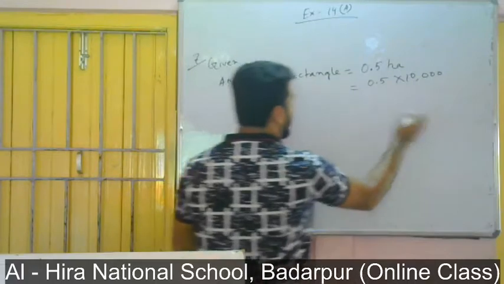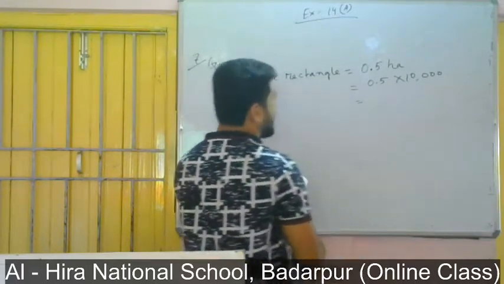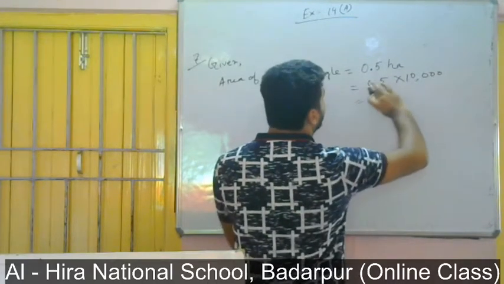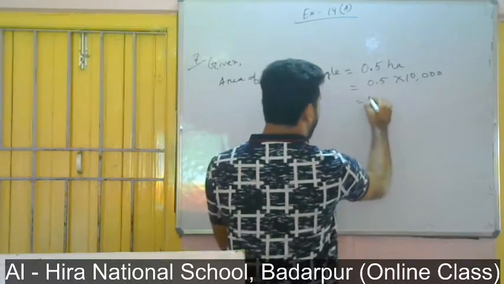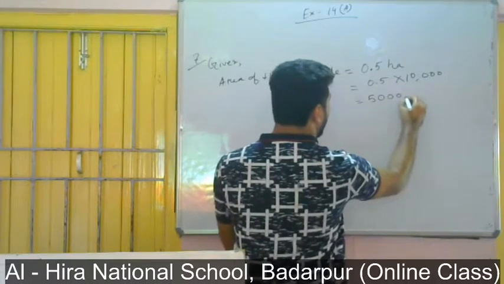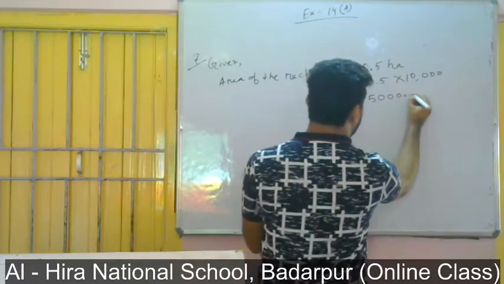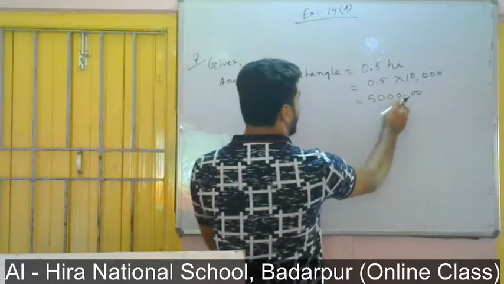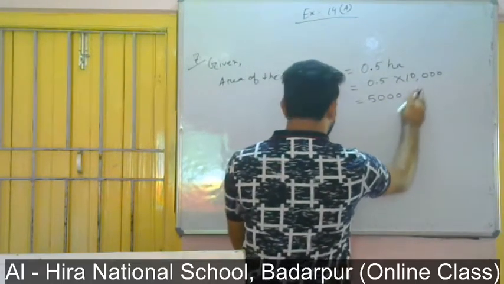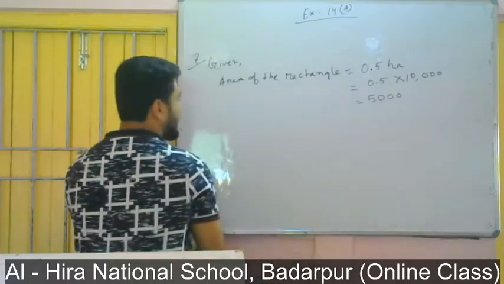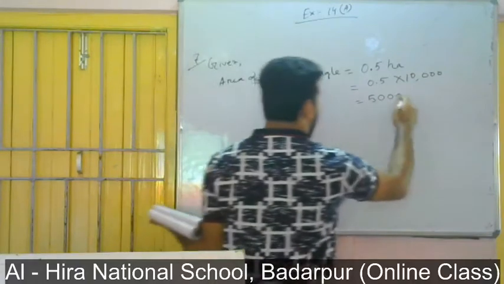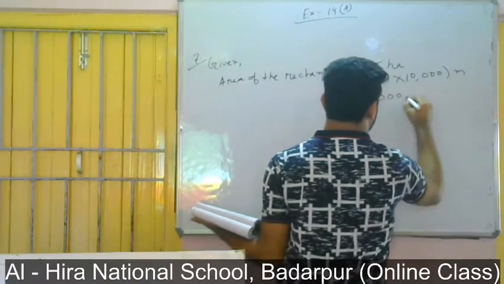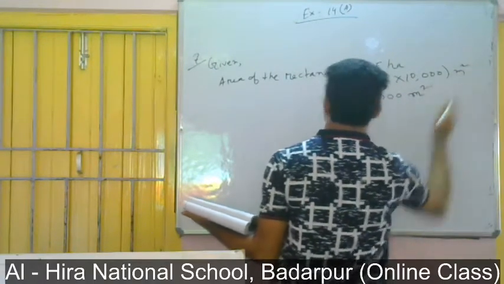If we multiply, then we will get the answer. The point would be shifted 4 digits later. So 5, 0, 0, 0: 1, 2, 3, 4. The point will come here. So 5000.00, I can write directly 5,000. So I have converted this into meter square, because we are finding area.